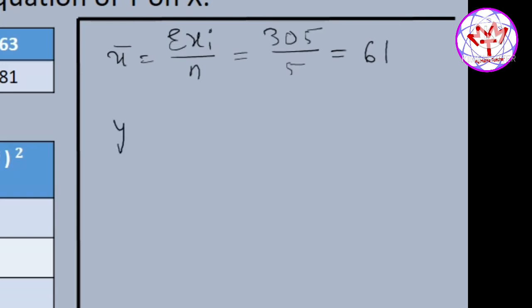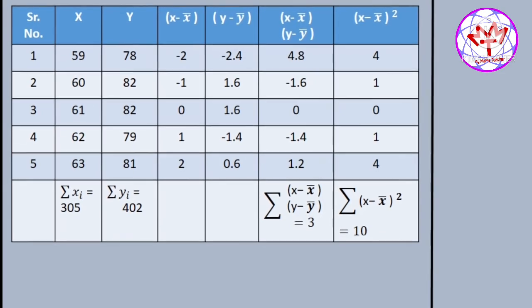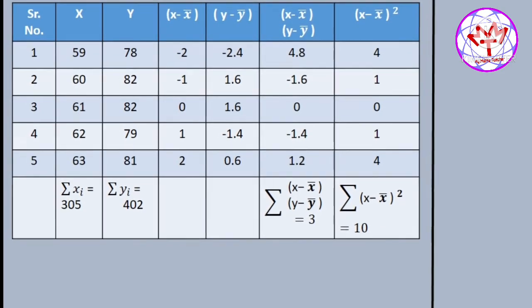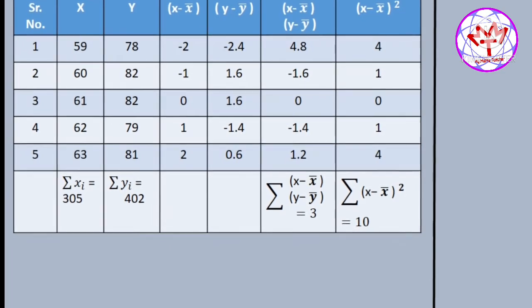Then y bar is equal to summation yi upon n, that is 402 upon 5, so that is equal to 80.40. So we have calculated x bar and y bar. Using these values we can compute the values in these columns in the table. So we got summation x minus x bar into y minus y bar is equal to 3 and summation x minus x bar the whole square is equal to 10.